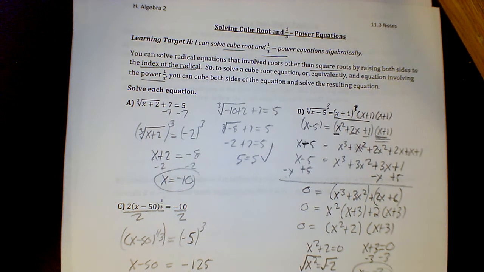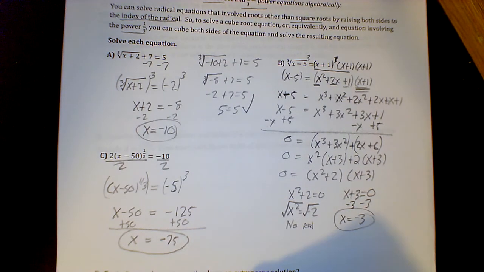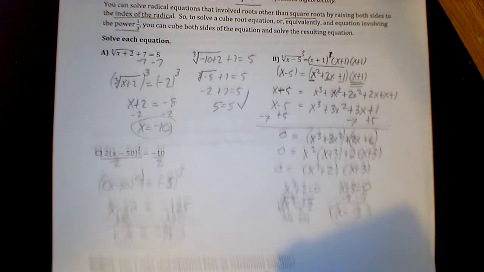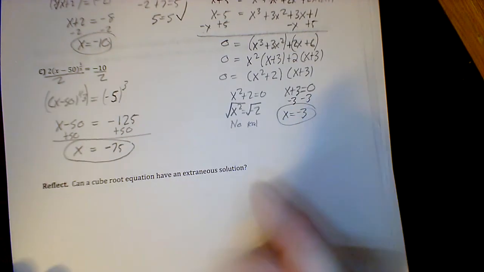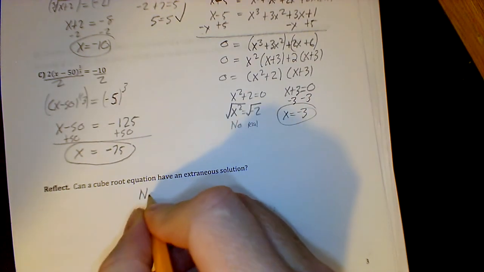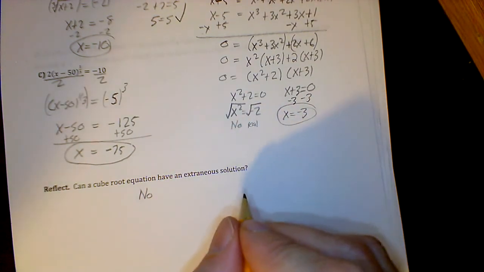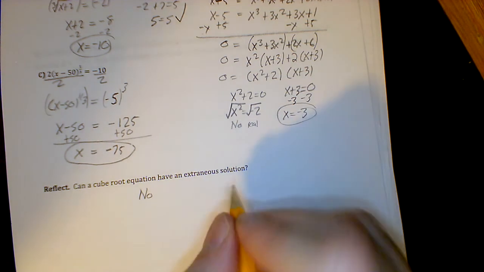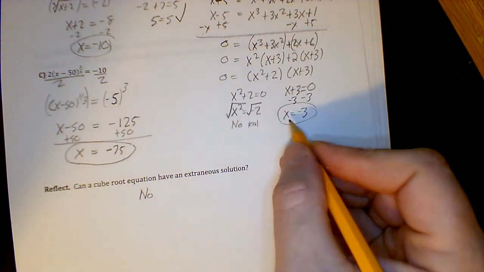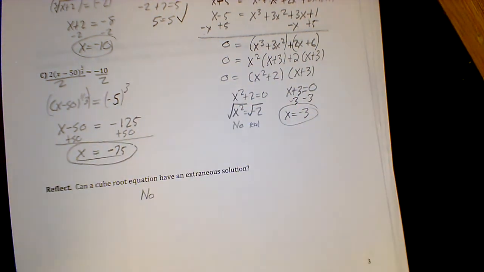So, can a cube root have an extraneous solution? That's the question at the bottom. The answer is really no, right? Because when you cube something, it's a little bit different than squaring something. It doesn't create a new solution. Any odd power can't have extraneous solutions.